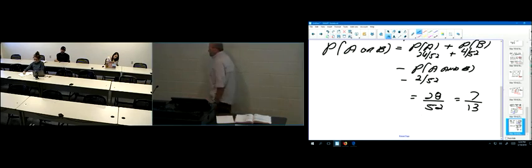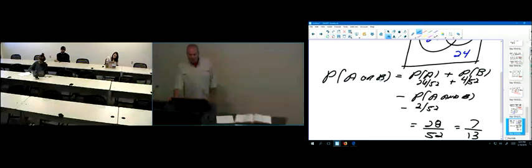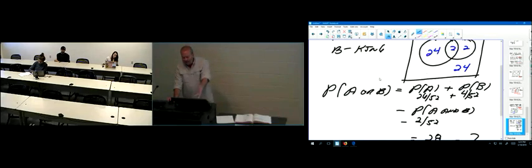go back and look at your notes. That's the same answer I got before. The Venn diagram helps me keep track of it. The little formula tells me exactly what I need to do. You notice I'm using the number of outcomes in each one, the 26, the 4, and the 2, and I know the sample space has 52 cards in there, so that's going to be my probability. 26 out of 52 plus 4 out of 52 minus 2 out of 52.